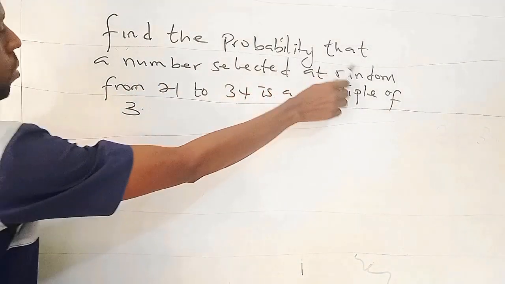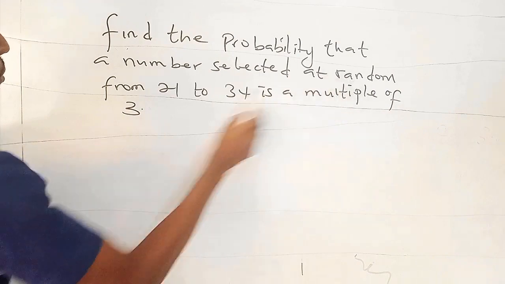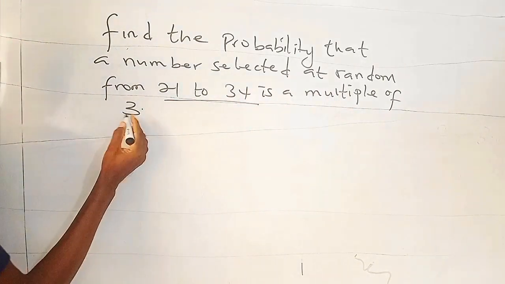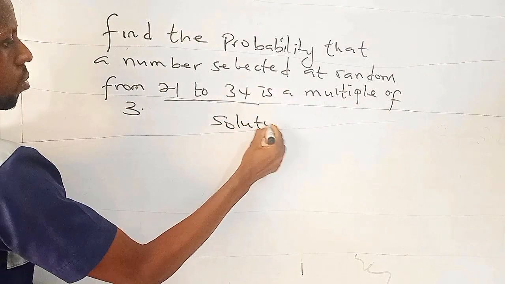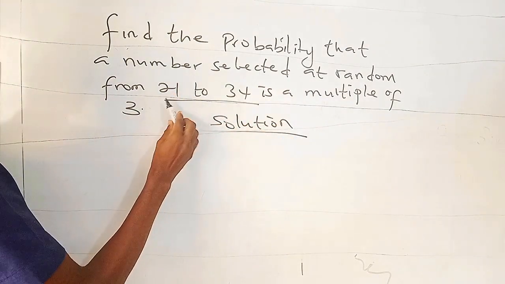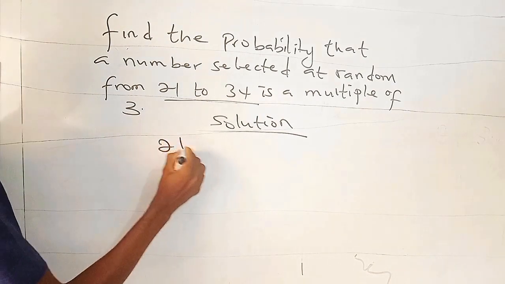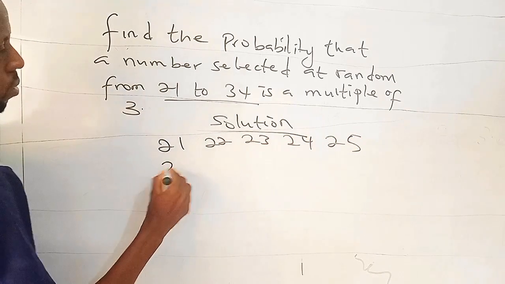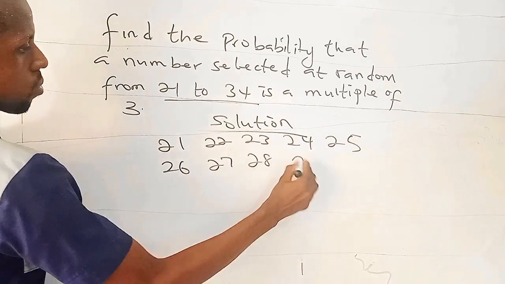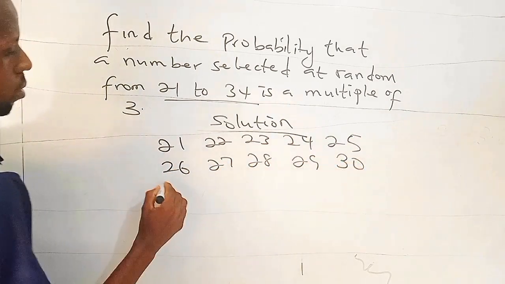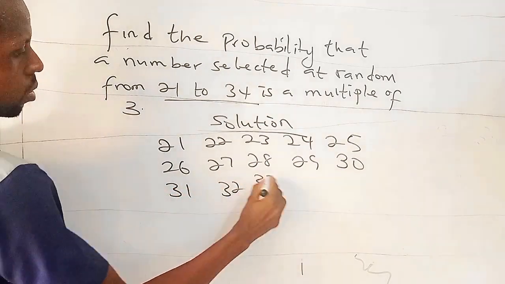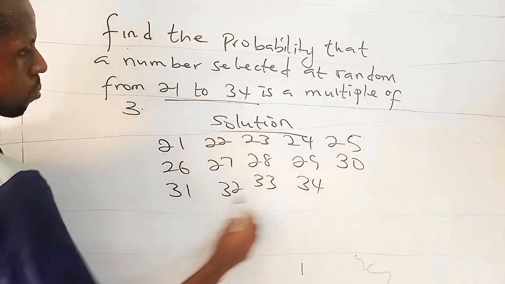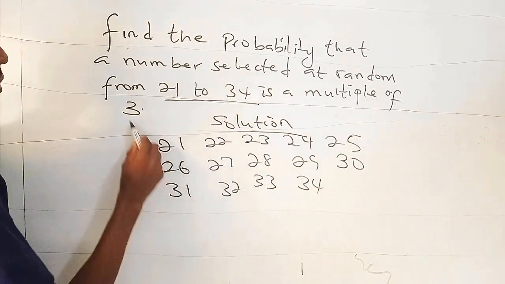Find the probability that a number selected at random from 21 to 34 is a multiple of 3. Solution. So let us write out the numbers between 21 and 34: 21, 22, 23, 24, 25, 26, 27, 28, 29, 30, 31, 32, 33, 34. So which among all these numbers are multiples of 3?